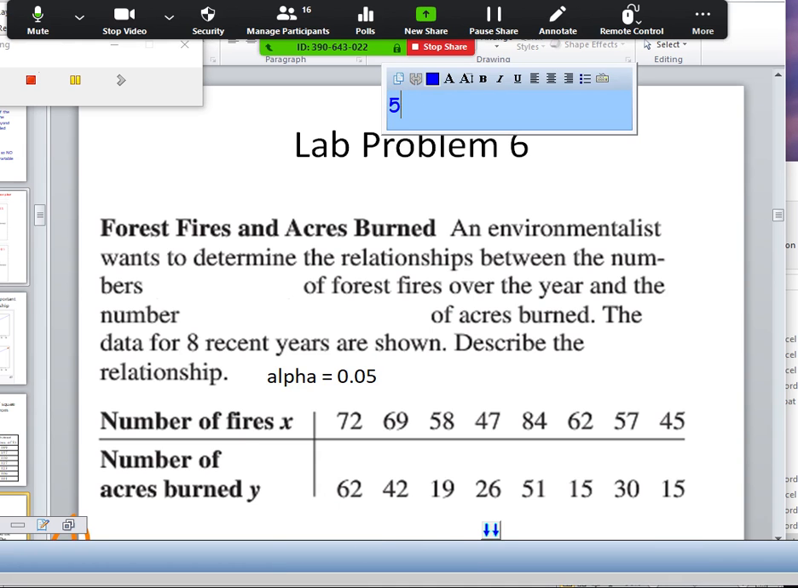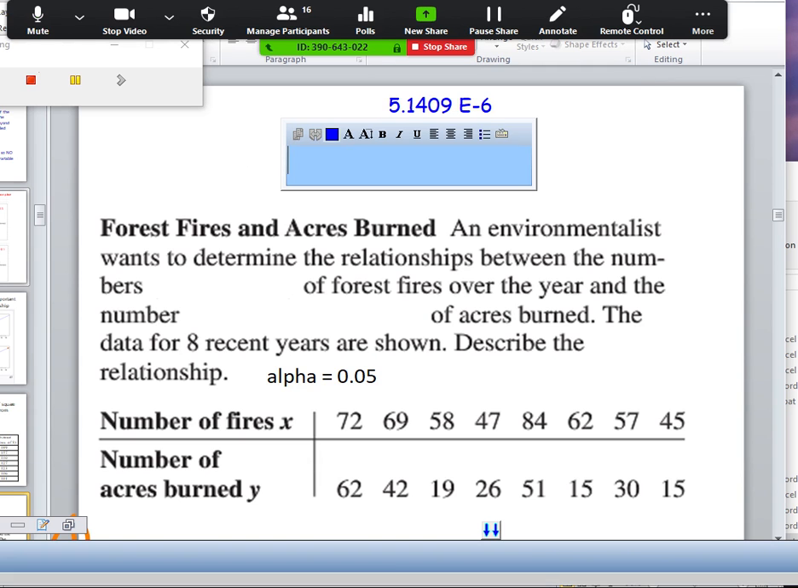So give that to me again. You said 5 point what? 5.1409. It's E negative 6. Right. So that's a great point. E negative 6, yeah.